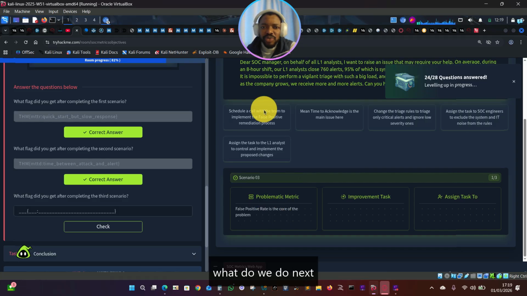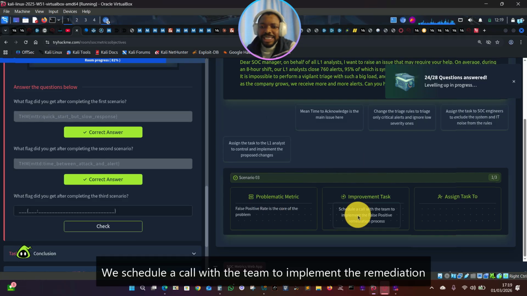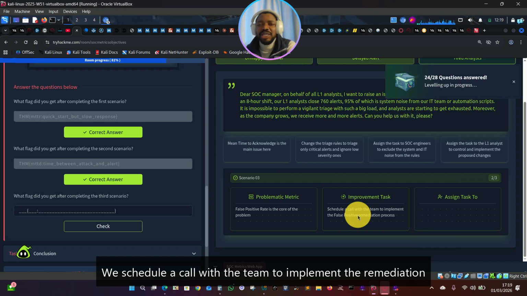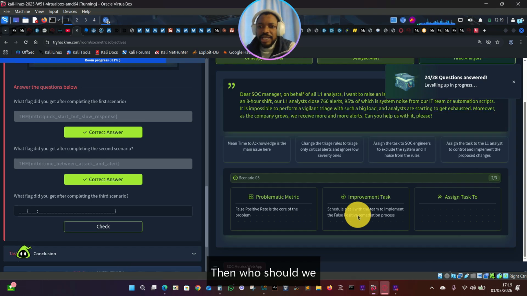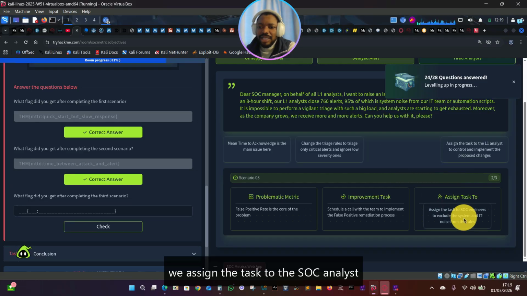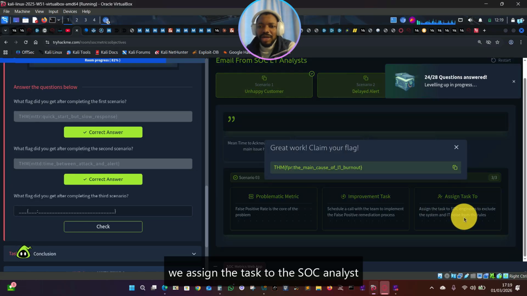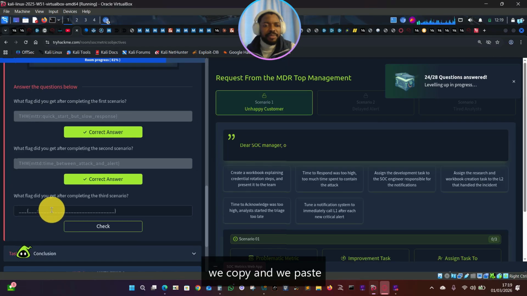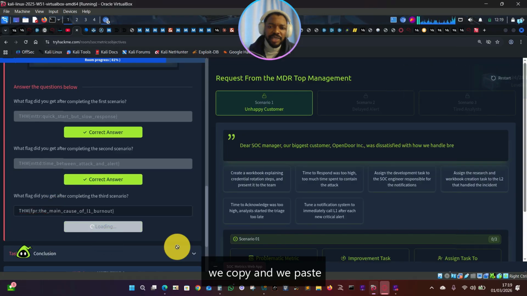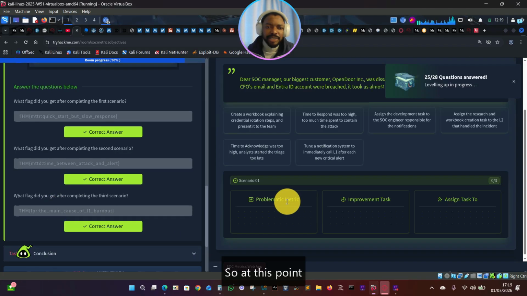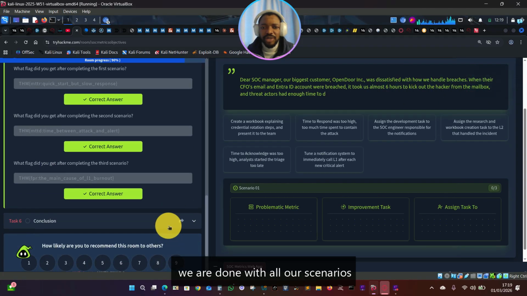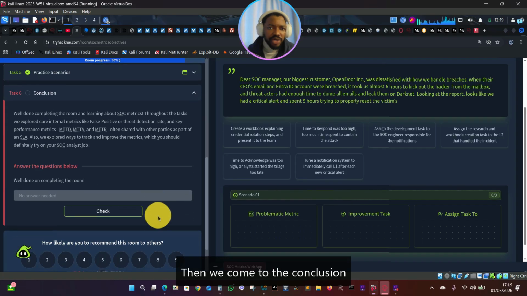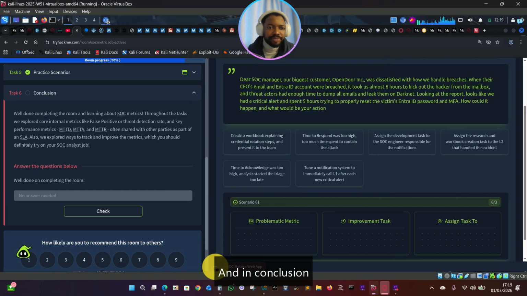What do we do next? We schedule a call with the team to implement the remediation for the false positive rate. Then, who should we assign? We assign the task to the SOC analyst. From here, we copy and we paste. So at this point, we are done with all our scenarios. Then we come to the conclusion.